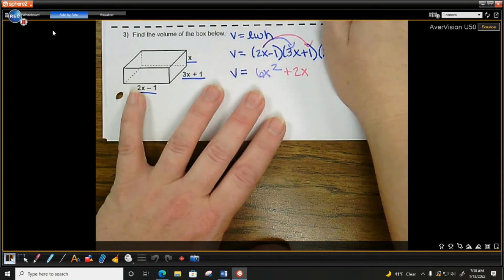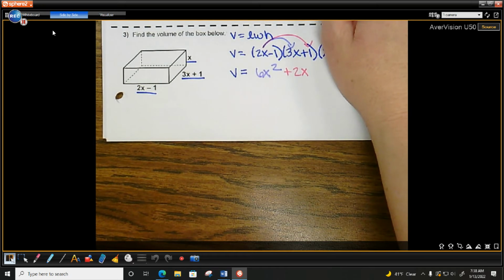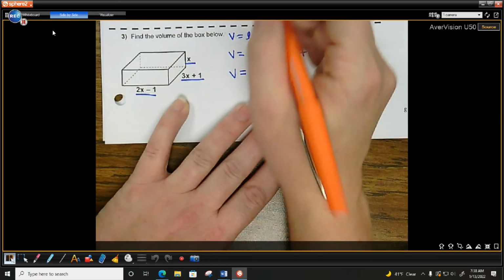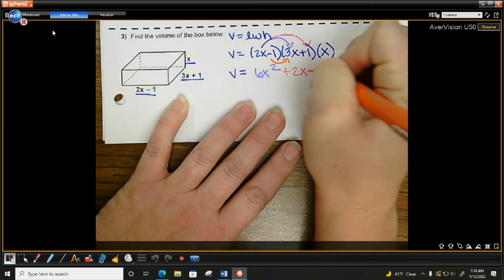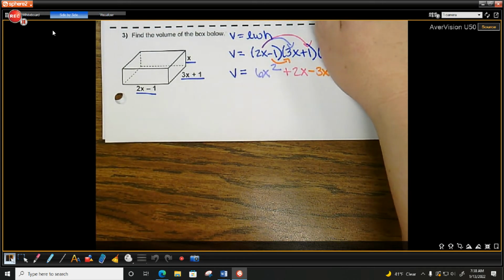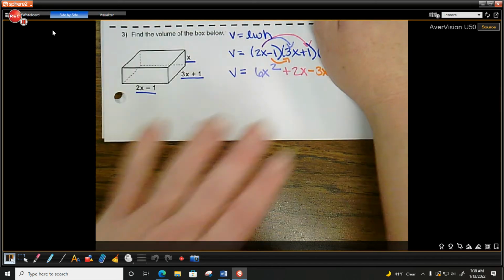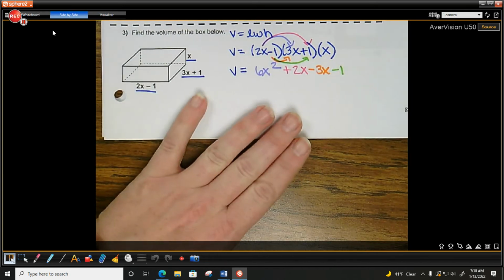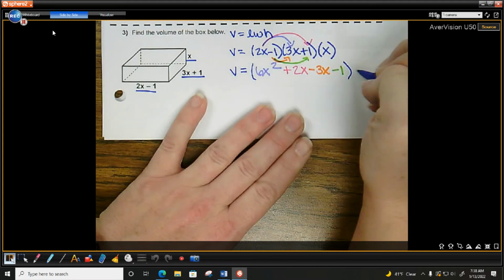What am I going to do next, Thomas? Distribute the -1 to 3x. Very good. And what do you get? -3x. Great job. And then what's my last piece of distribution I need to do, Heidi? What's -1 times 1? -1. Very good. And I'm going to keep it in parentheses because I still need to multiply it by that x.